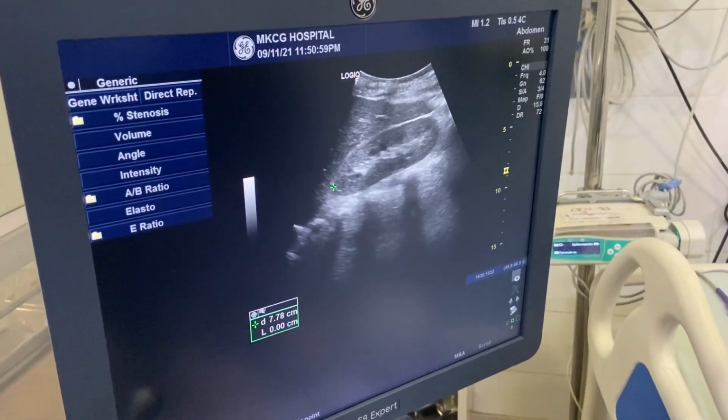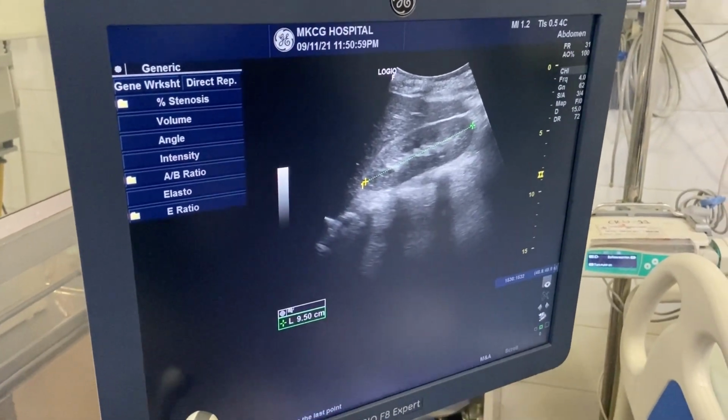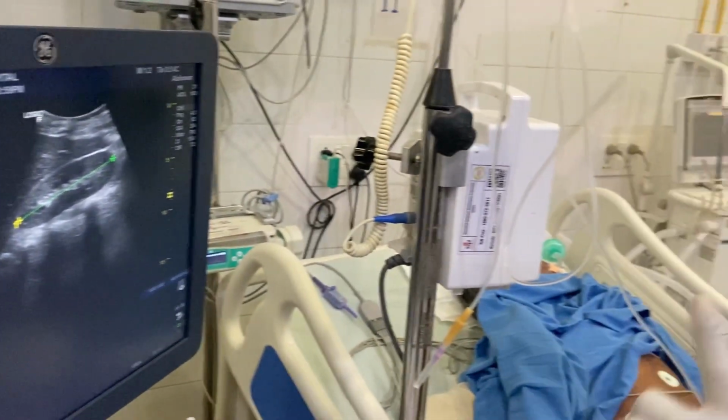Let's see the length of the kidney of this normal patient. We will be using the cursor over here, set button. So this kidney size is around 10 centimeters, which is called normal. In a case of CKD, it will be less than 8 centimeters. I have seen this patient; this is a patient with a normal liver and a normal kidney.